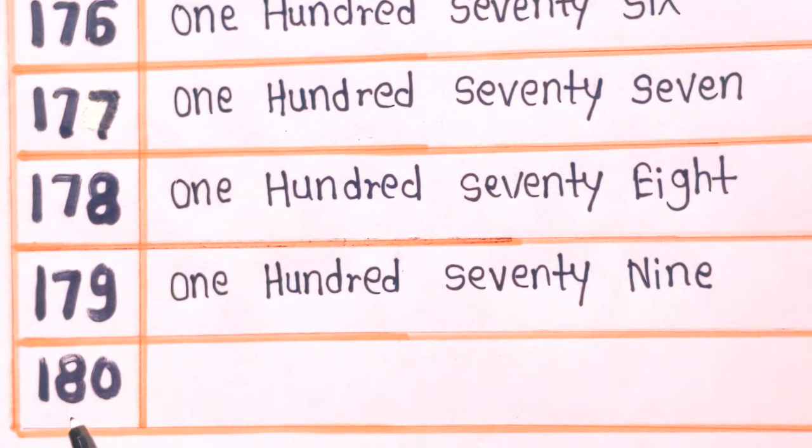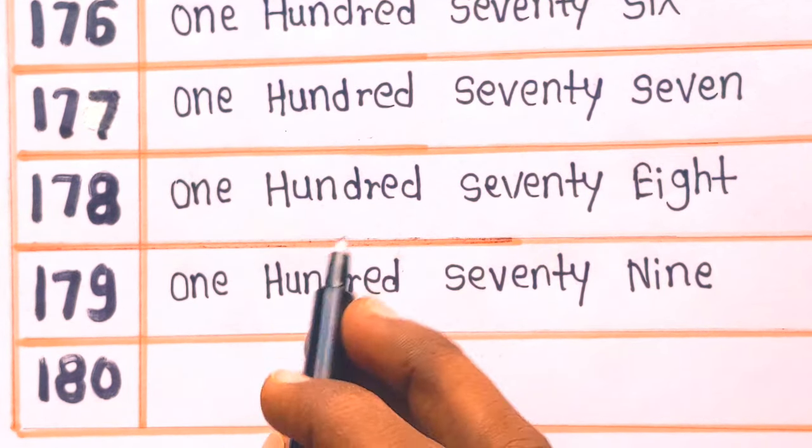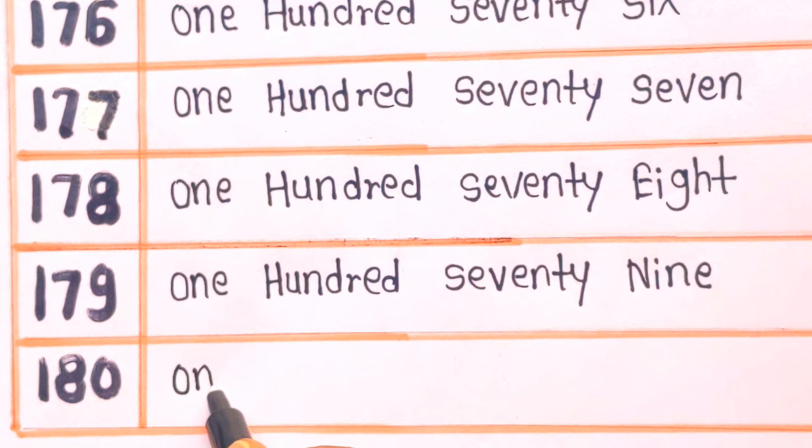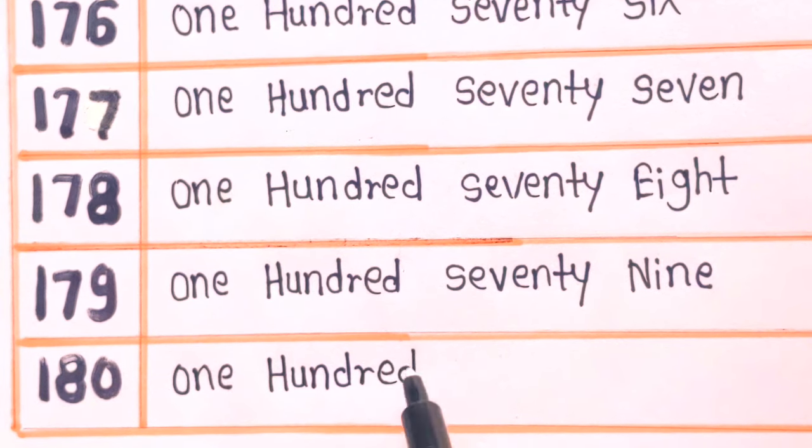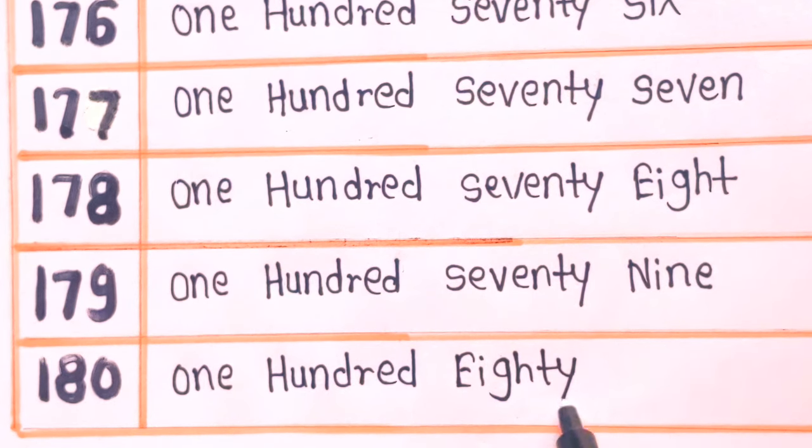And next is 180. 180 is O, N, E, one hundred, E, I, G, H, T, Y, eighty. 180. Now let's revise with me.